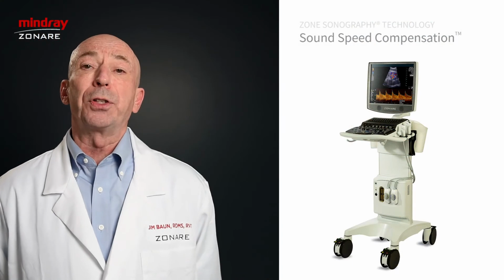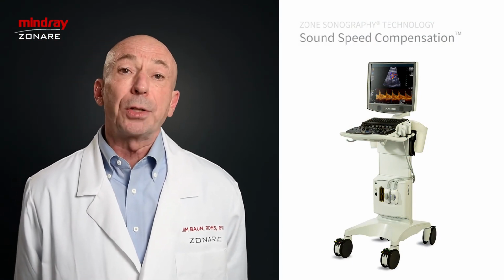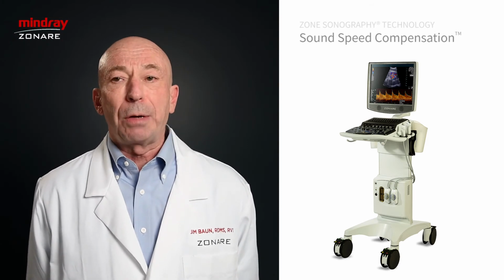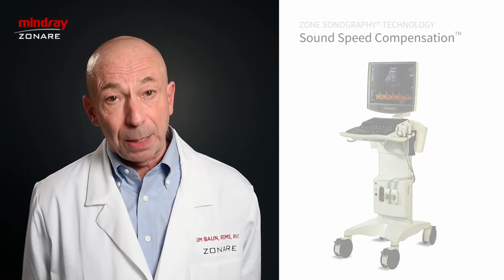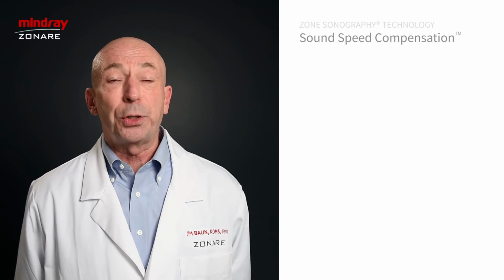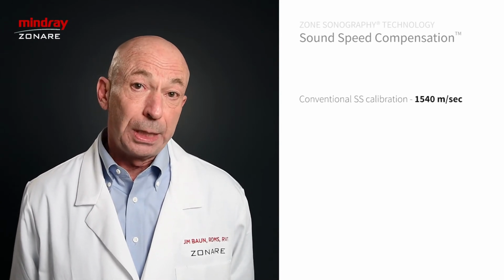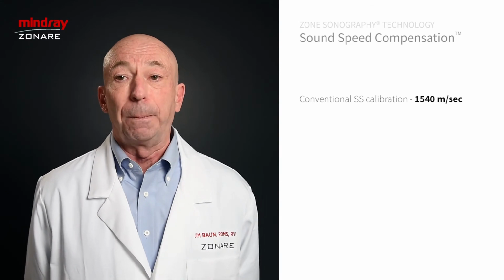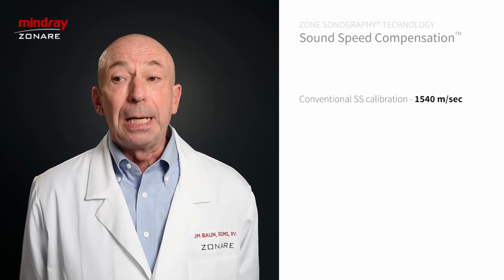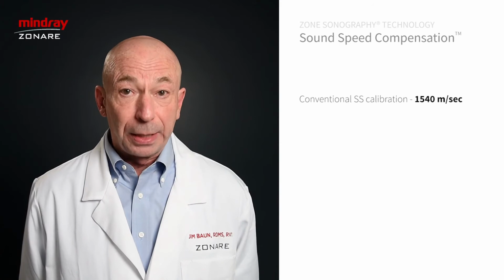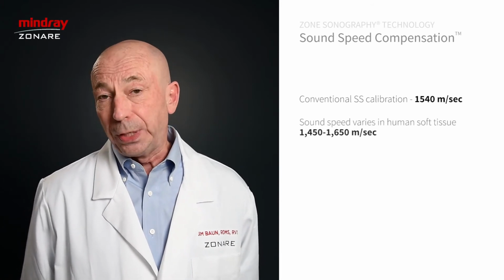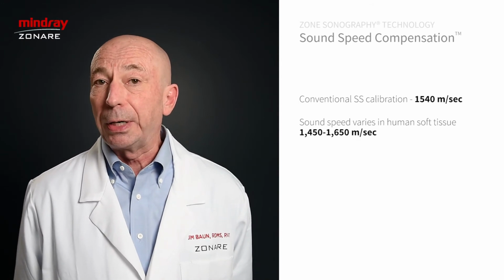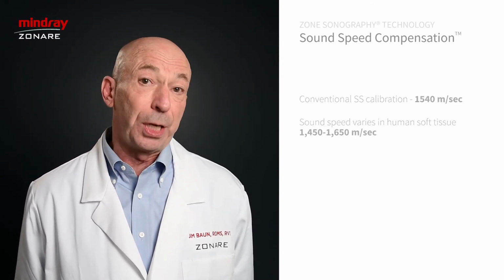The third pillar of zone sonography technology is automated sound speed compensation. Traditional ultrasound systems make the incorrect assumption that acoustic waves travel through human soft tissue at 1540 meters per second. In fact, that is an average value. In reality, the speed of sound propagation varies from between 1450 and 1650 meters per second based on the physical characteristics of the medium through which it is traveling.